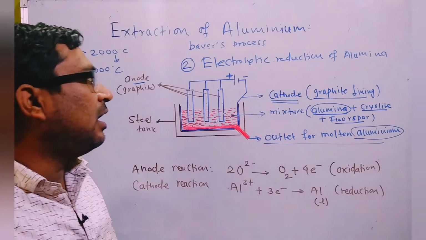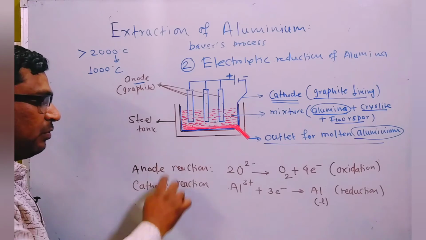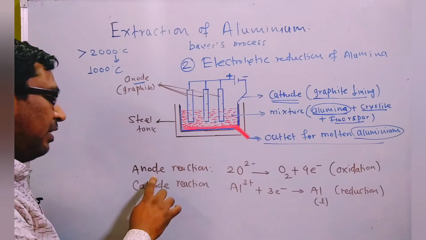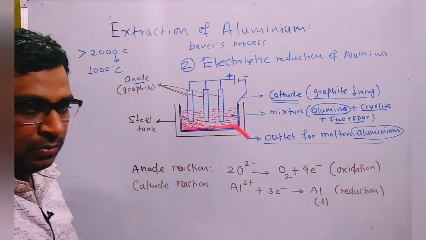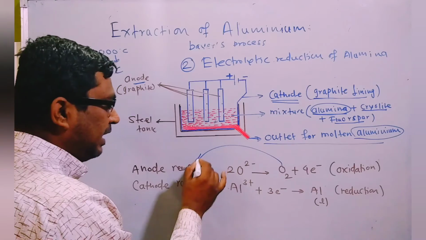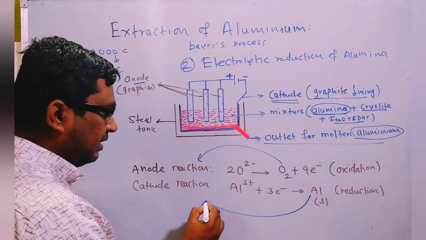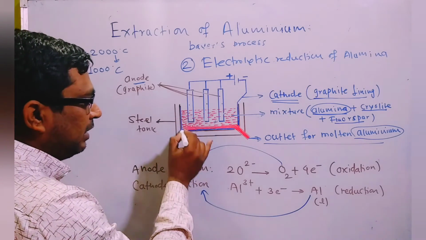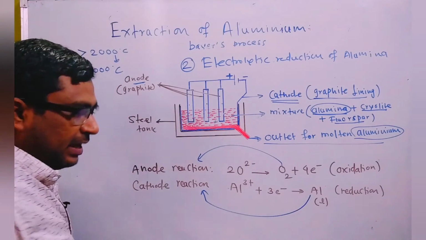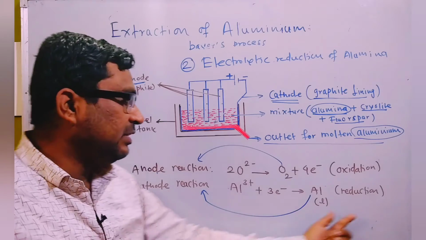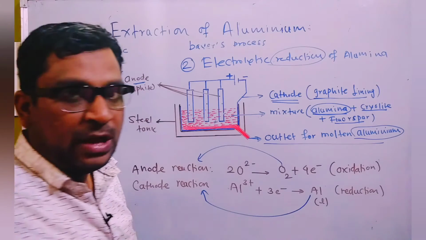Now finally, when you switch on the battery, what happens? Electric current is passed and two types of reactions occur. I have already written here, to save time, what kind of reaction happens at the anode and what happens at the cathode. Very simple: oxygen gas is released at the anode region, and a layer of aluminium is deposited because of the reduction reaction at the cathode side. The cathode is near the base, the inner lining of the steel tank. So you get aluminium because of this reduction reaction at the cathode region. That's why it is called electrolytic reduction of alumina.